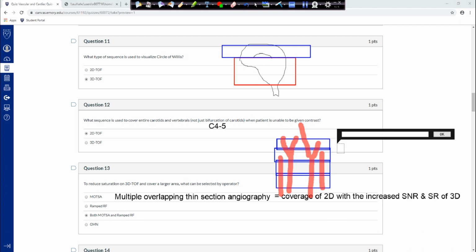So I'll just abbreviate it. Venetian blind artifact. This occurs when the patient moves between slabs or saturation issues.